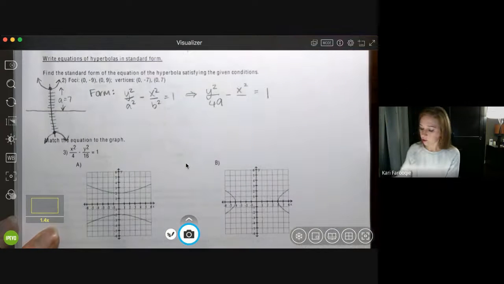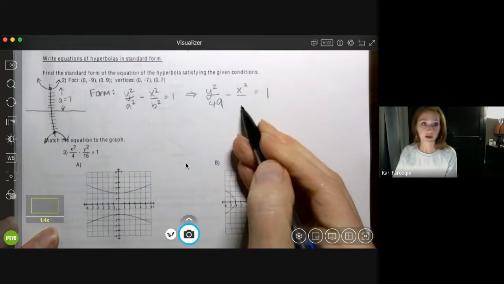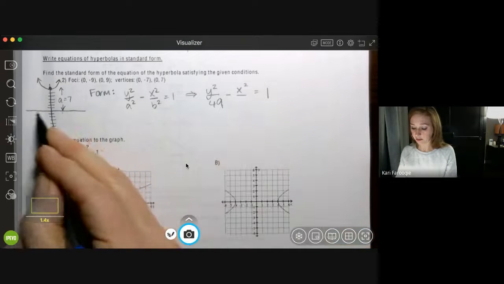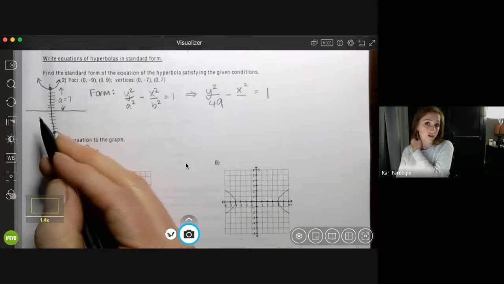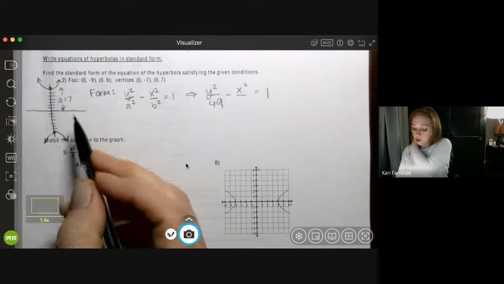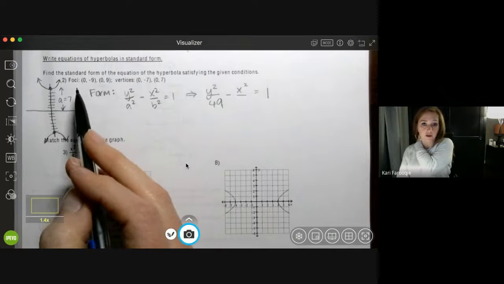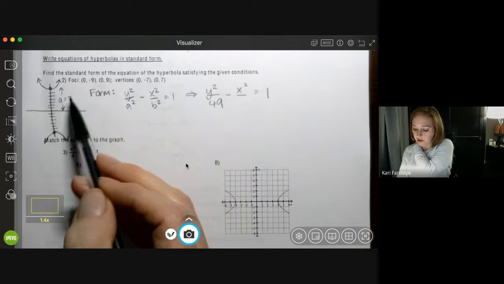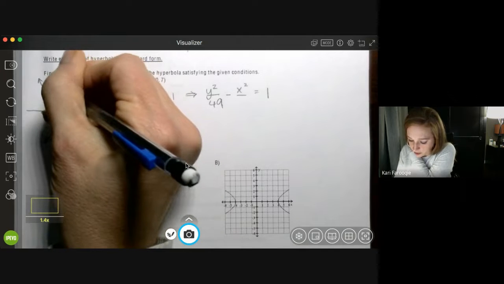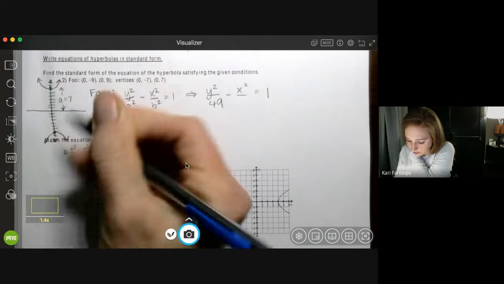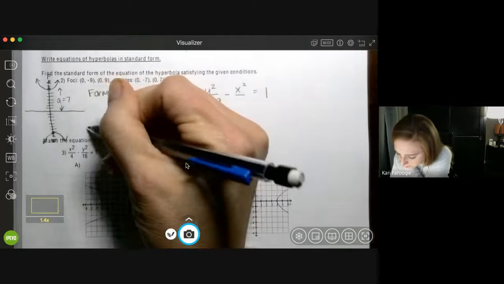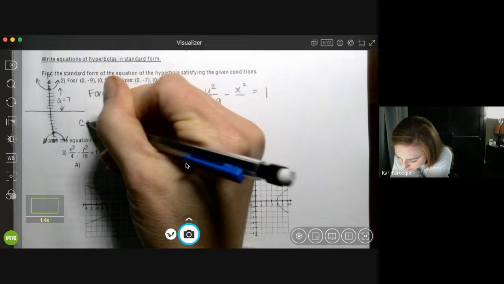And then the only thing we're missing is B squared. Well, you don't have B squared, and you can't really obtain that from the quick sketch that we put together. But we do have information about C, because we know that C guides that focus point. And you know that the focus points are going to be 9 units away from the center. And since you know the focus points are 9 units away from the center, you know that C equals 9.